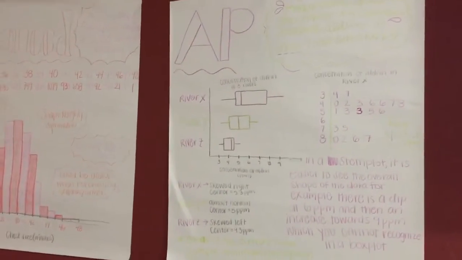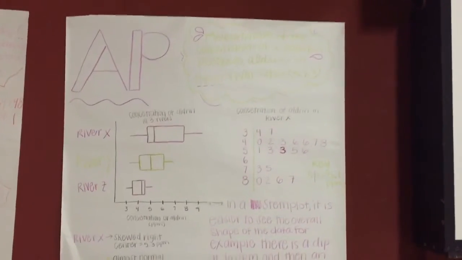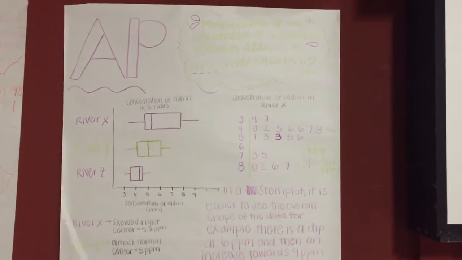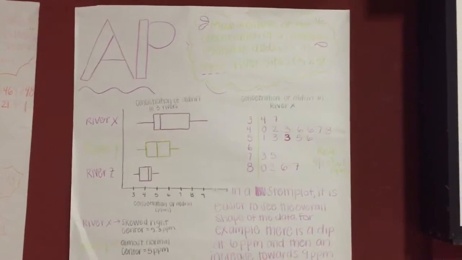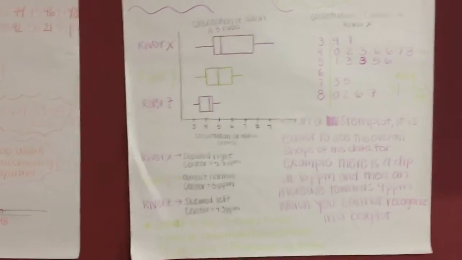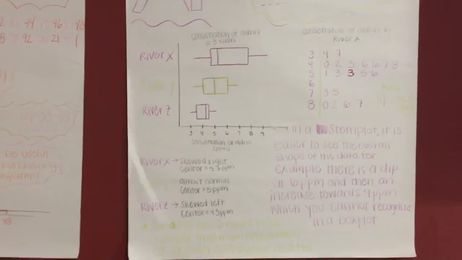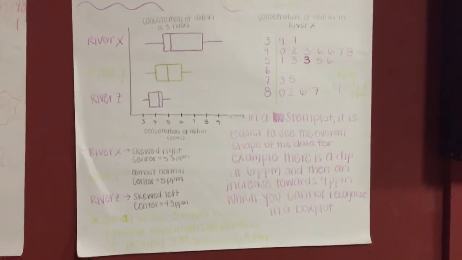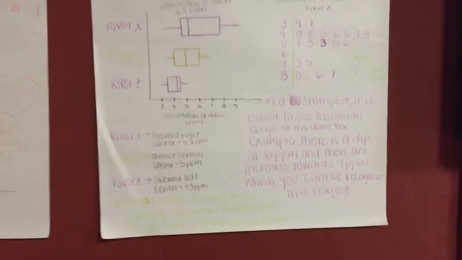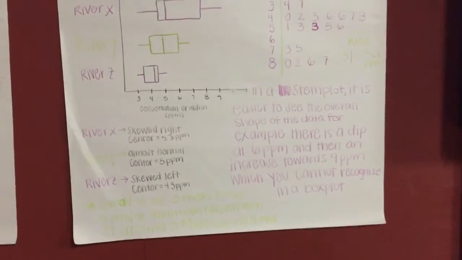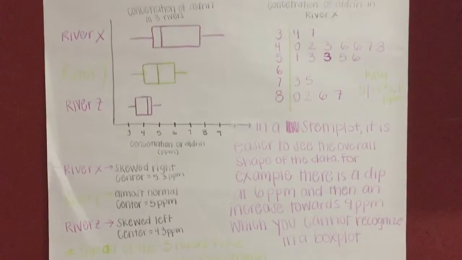And now for our AP question, we were given 3 box plots. These box plots represented the measurement of the concentration of a common pesticide, which is called aldrin, in 3 river sites. So our first task was to compare the distributions of the concentration of aldrin among the 3 rivers. A few things that I noticed was that River X was skewed to the right, River Y was almost normal, and River Z is skewed to the left.